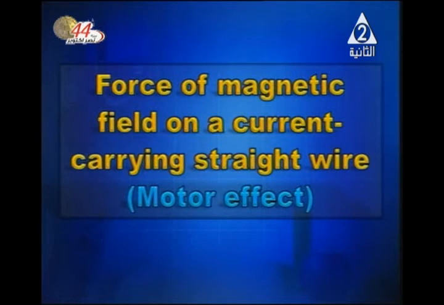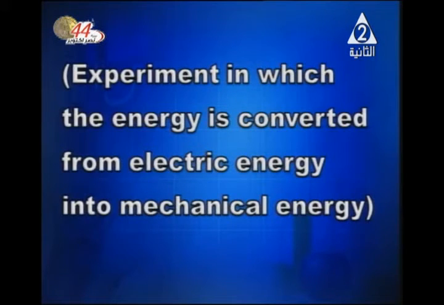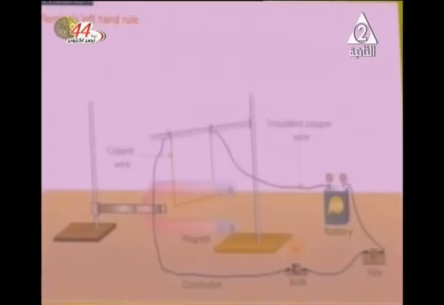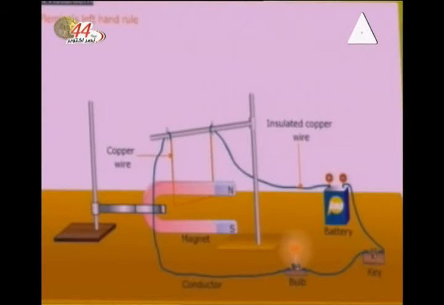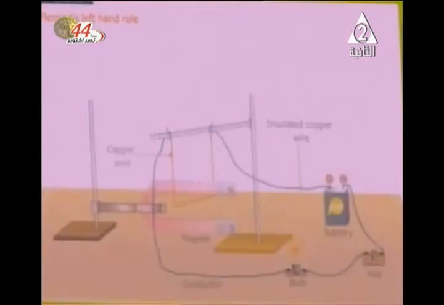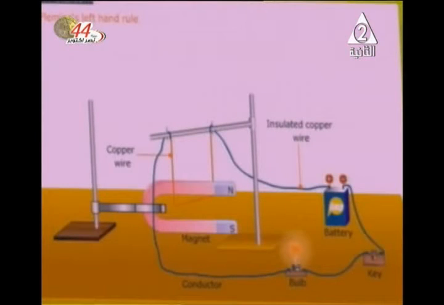The motor effect, or force of the magnetic field on a current carrying straight wire. Actually, it is an experiment in which energy is converted from electric energy into mechanical energy. So we've got conversion of energy from electric into mechanical energy. As a matter of fact, when a current is passed through a wire and the wire is placed perpendicular to a magnetic field, the wire moves because the wire will be acted upon by a force. A force will act on the wire.